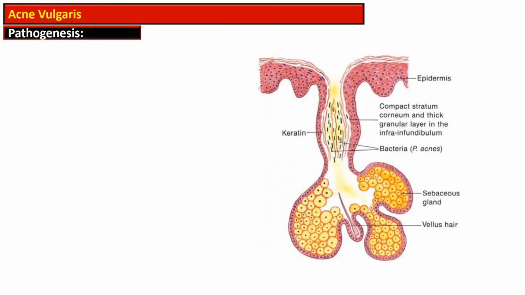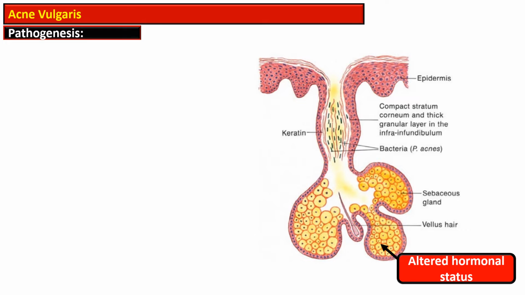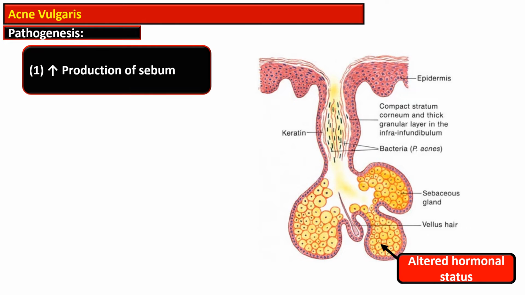Now coming to the pathogenesis of acne. This picture is showing a pilosebaceous unit. The sebaceous follicle contains a vellus hair. When there is a change in the hormonal status, like happens in puberty, there is increased production of sebum. These sebaceous glands are located on the face, back, chest, and anogenital area. So these are the usually affected regions in acne. The sebaceous glands are also located on the eyelids, mucosa, prepuce, and cervix. However, these glands do not have follicles.